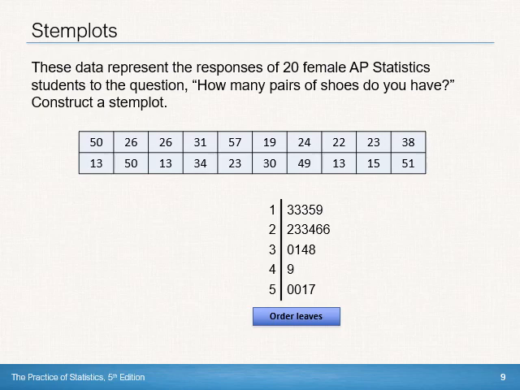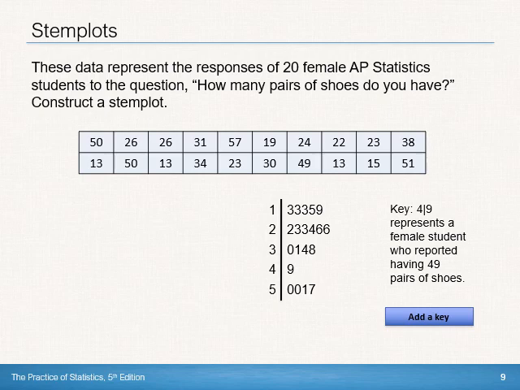And then we want a key. So we would write a key, and it looks something like this. Key, and then we would have 4 and a vertical line and a 9, and say, okay, that represents a student who has 49 pairs of shoes. Make sure that in your key you're using a value that's in our stem plot. So in other words, I wouldn't say 4 vertical line and a 2, because I don't have any 42. I don't have 42 as a data value. So use one of your data values in your key. That kind of makes sense.